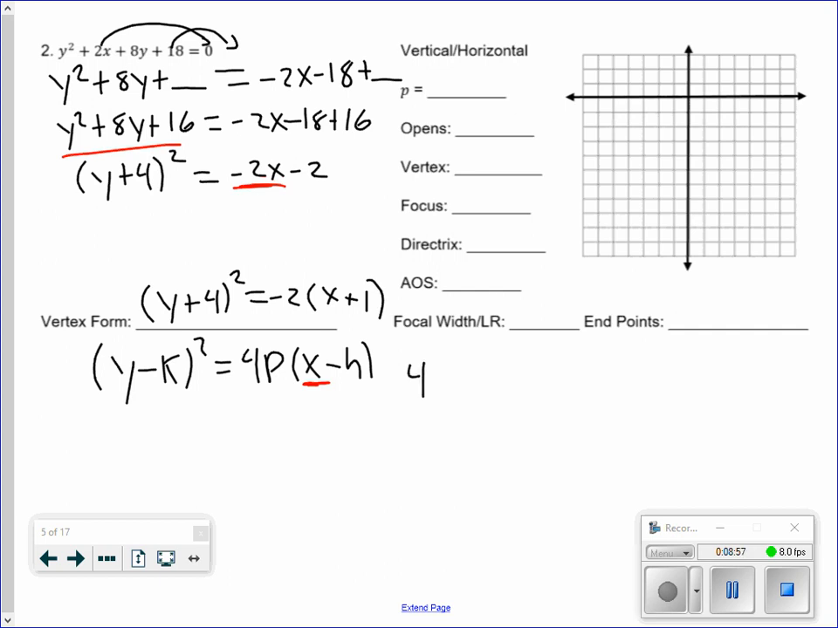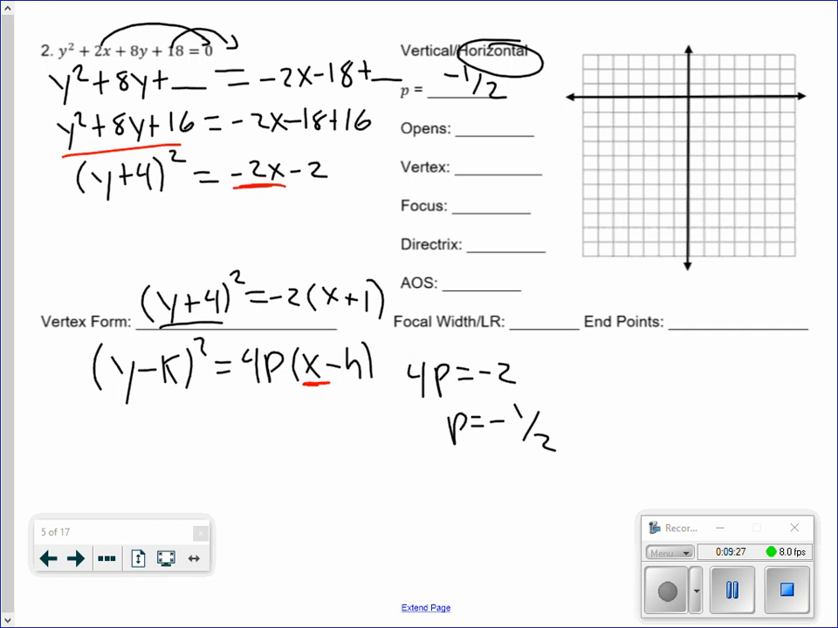So here, my 4p is negative 2, or my p is negative 1/2. And if my p is negative, and I know I'm going to open horizontally because my y term is the one being squared. If my y is being squared, that means I'm going to open horizontally. We're squaring something we're not used to seeing being squared. So we're going to open up a way we're not used to seeing the parabola open up, right?